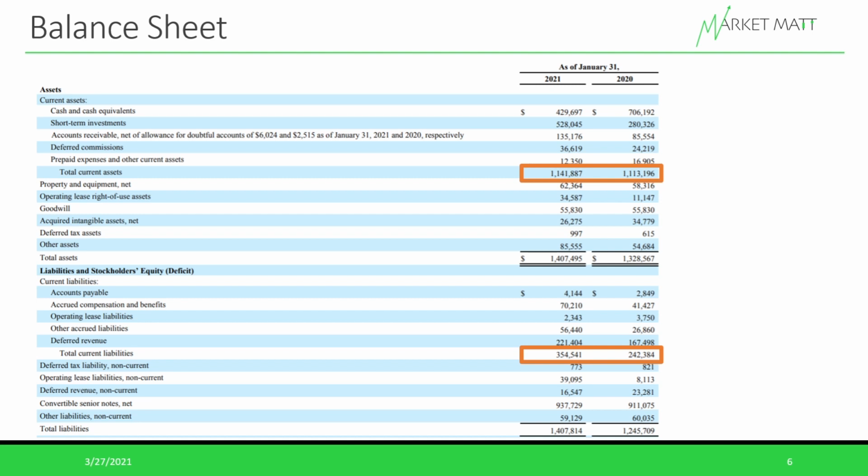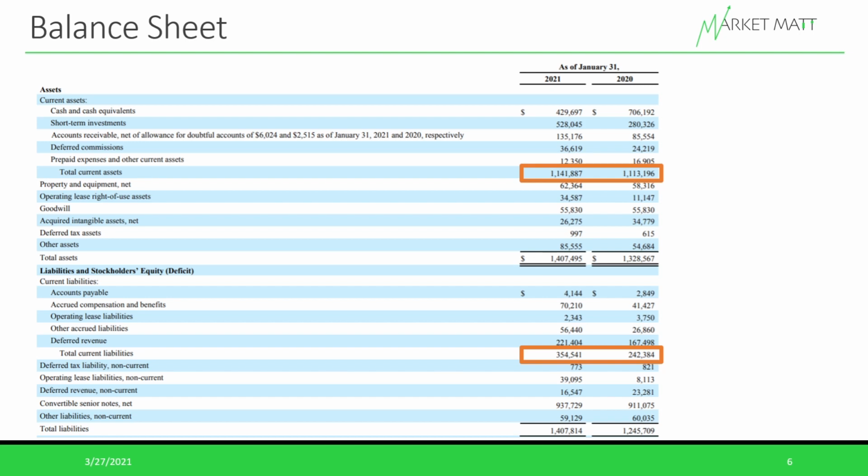Most of that's coming from cash, which has about $429 million in cash, which is very good. And it also has $528 million in short-term investments, which are probably going to be like treasuries or really safe investments. So it's essentially cash, but it wants to get a little bit of return on the large amount of money. And its total current liabilities are $354 million, which is much less than its total current assets, which is good.